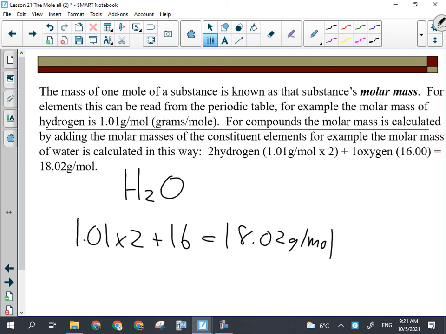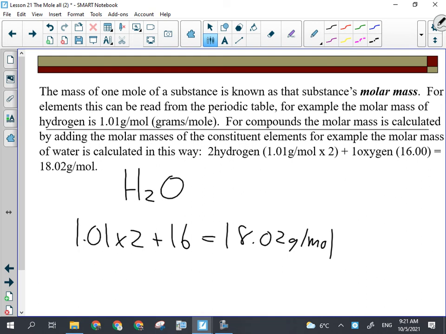What I did is I saw what was in this compound, hydrogen and oxygen. I looked up the mass for hydrogen from my periodic table, 1.01 grams per mole. Since there are 2 hydrogens, I multiplied it by 2. Then I looked up the number for oxygen, 16. There's only 1 oxygen, 16. Add them together, I've got the molar mass of that molecule. So it's not difficult, right? You just got to look it up off the periodic table and add them together.